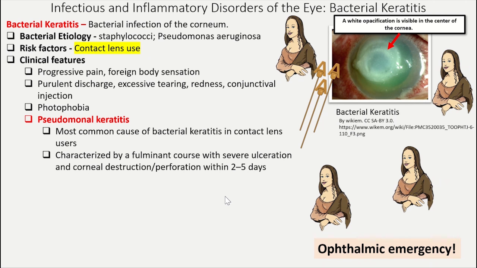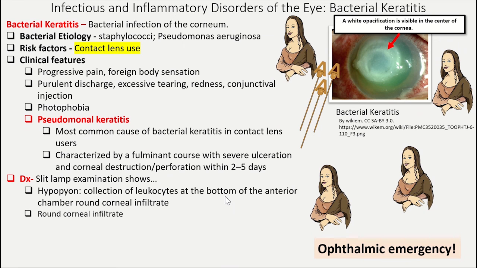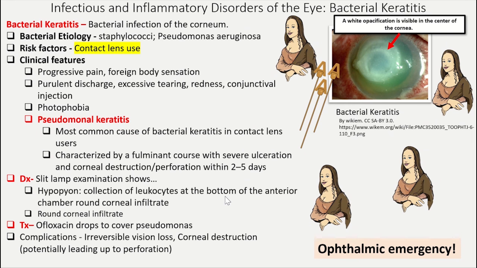If it's pseudomonal, it's most commonly in a contact lens user. That's why we always ask, do you wear glasses or contacts? It's characterized by a fulminant course with severe ulceration, corneal destruction, perforation within 2 to 5 days. So the most common thing is, I fell asleep with my contacts on and now my eye hurts. The diagnosis is slit lamp examination. You may show a hypopyon, which is again a collection of pus in the anterior chamber. And you may have a corneal infiltrate or corneal ulcer. The treatment again is ofloxacin drops to cover Pseudomonas, and of course, ophthalmology. This is an ophthalmologic emergency, and ophthalmology needs to see these patients.